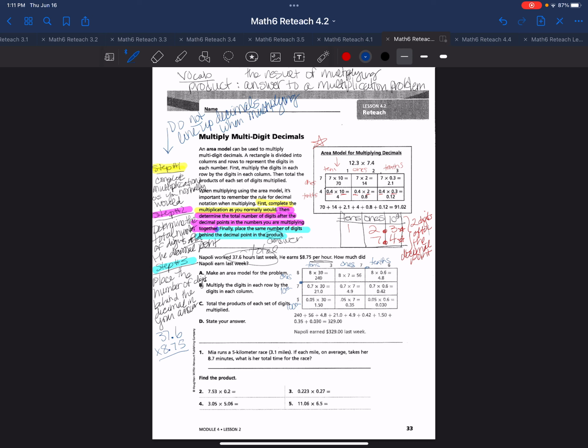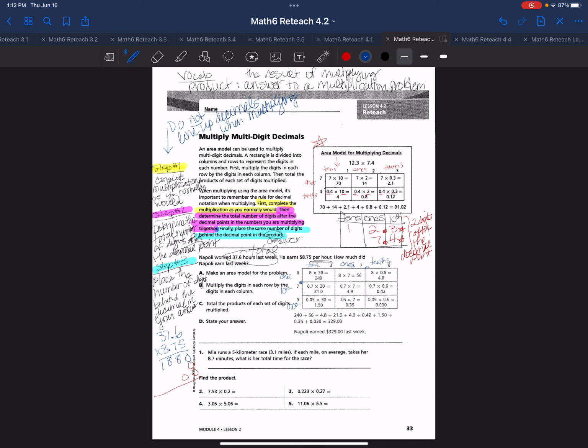Okay, here we go. 6 times 5 is 30. 5 times 7 is 35, plus 3 is 38, and 3 times 5 is 15, plus 3 is 18. I need to make sure I do my zeros here.